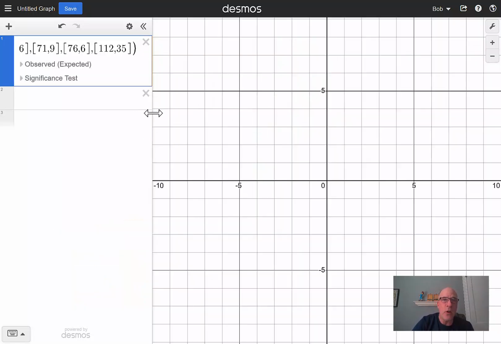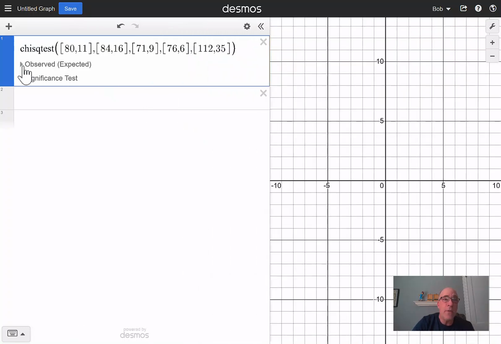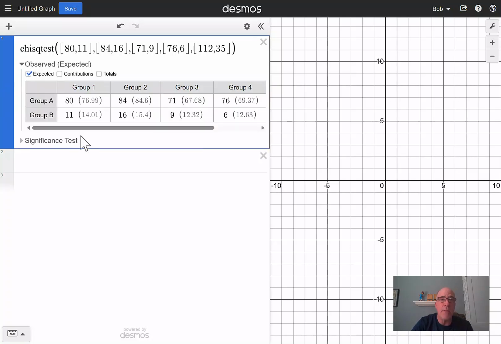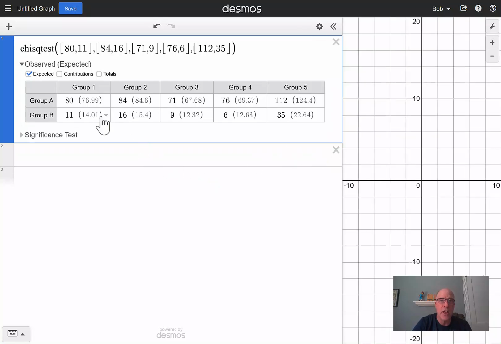All right, we have a lot going on here. We're going to need more real estate. So let's drag you over here. And first of all, let's take a look at the data observed and expected. So we have this table here that shows us observed counts and expected counts. And they're given in parentheses here. But let's see what else we have here.